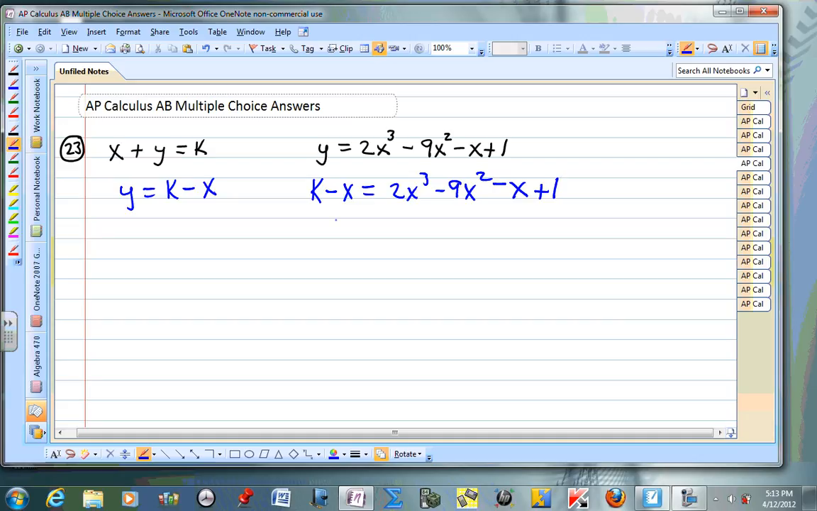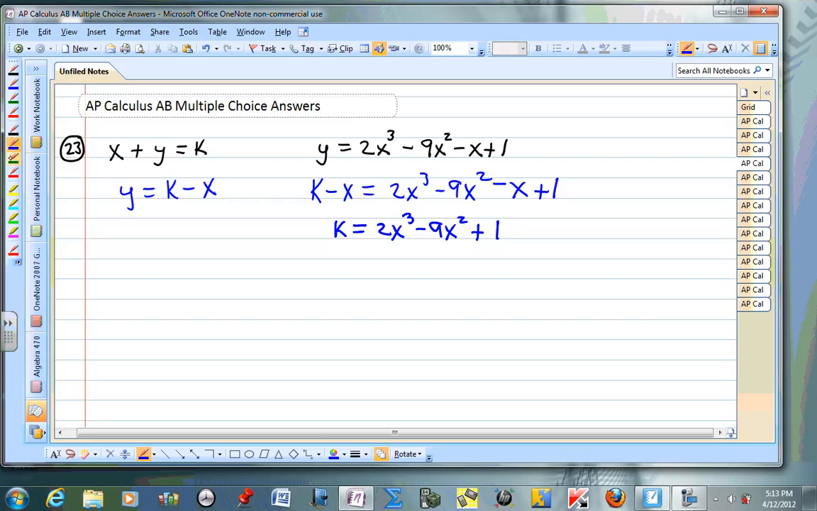We can add x to both sides and get k equals 2x cubed minus 9x squared. The minus x and plus x will eliminate each other. And then plus 1. Well, that's a start, but we still have more work to do because these are not numerical values.